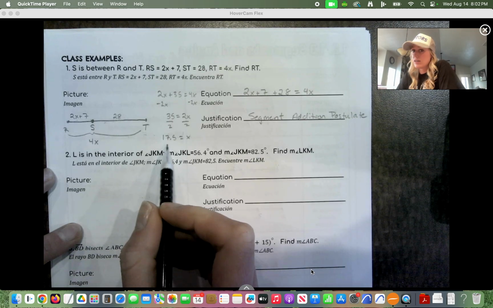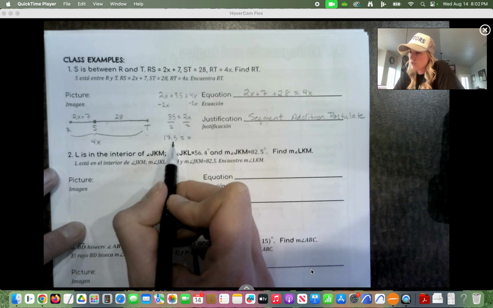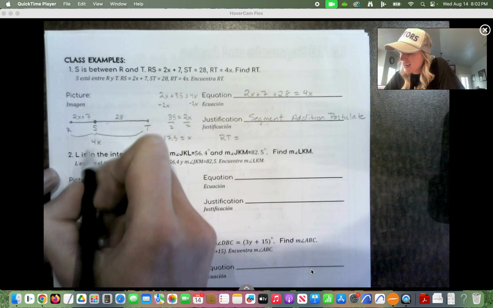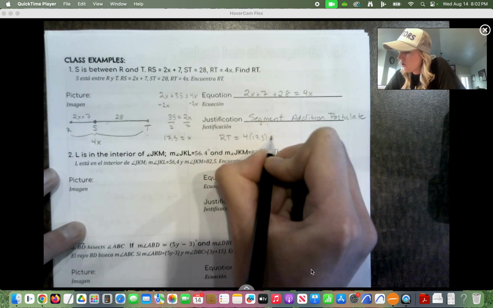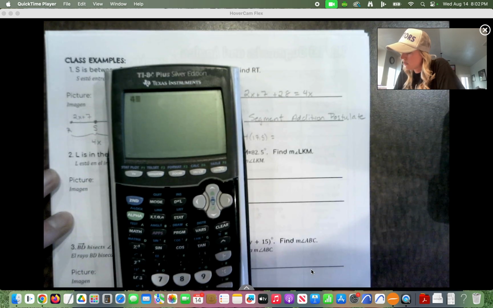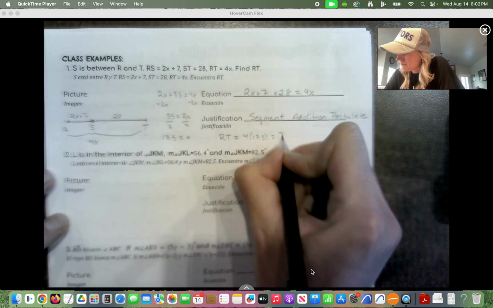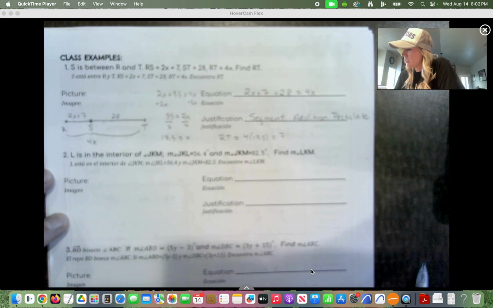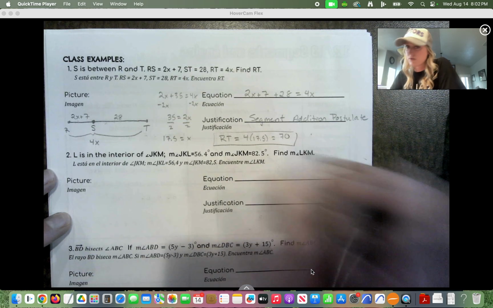Now, they didn't ask me to find x, they asked me to find RT. So RT was 4x. So we're going to substitute 17.5 back in for x. So RT is 4 times 17.5, which, if I do 4 times 17.5, I think we get 68. Nope, 70. Oh, not 78, 70. There we go. Okay, so RT equals 70.